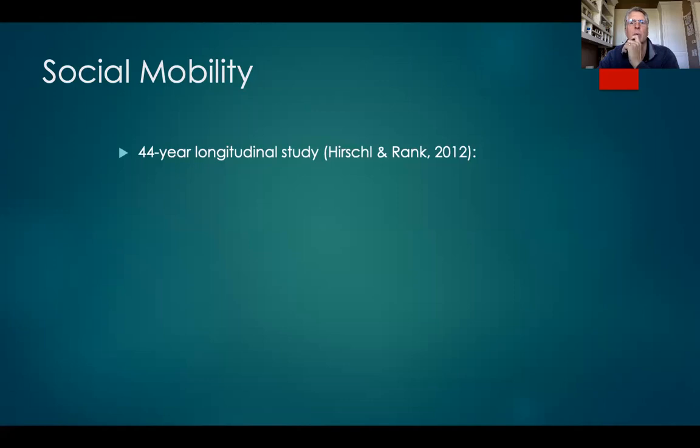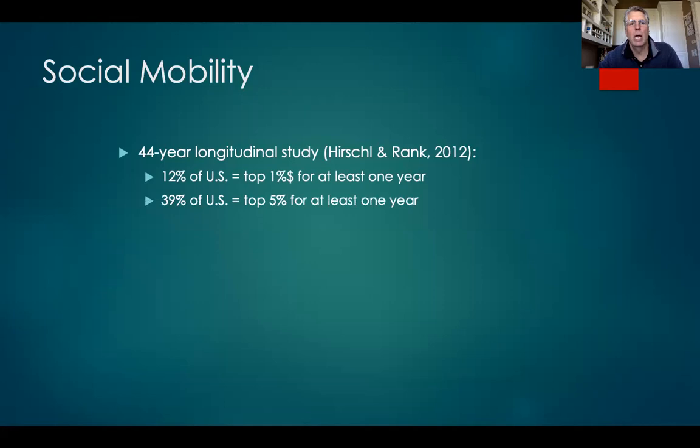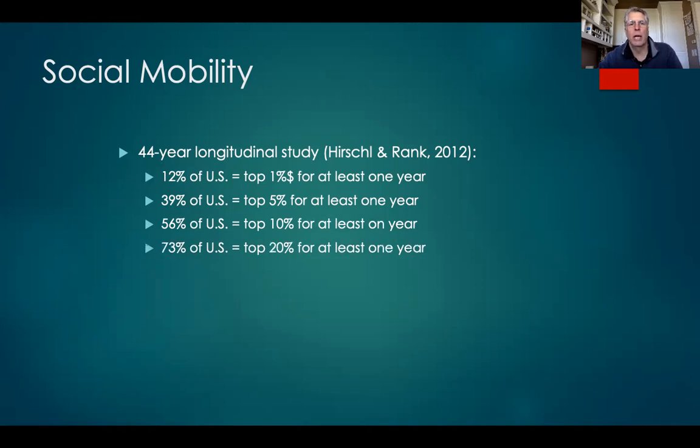Now, there was an interesting social mobility study by Hirschl and Rank. It's a little older than I like, but it was such an amazing study. It was a 44-year longitudinal study. And what they found was that 12% of the US was in the top 1% for at least 1 year. So more than 1/10 of American households are a 1%er at least for 1 year. And 39% of US households are in the top 5% for at least 1 year. More than half of US households make it to the top 10% for at least 1 year. And almost 3/4 make it in the top quintile for at least 1 year.